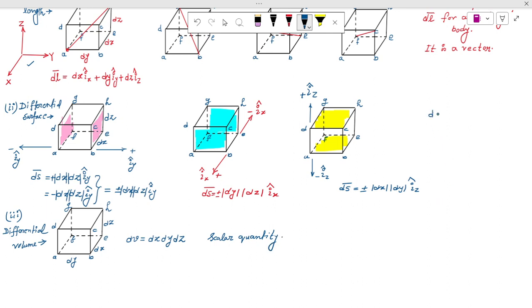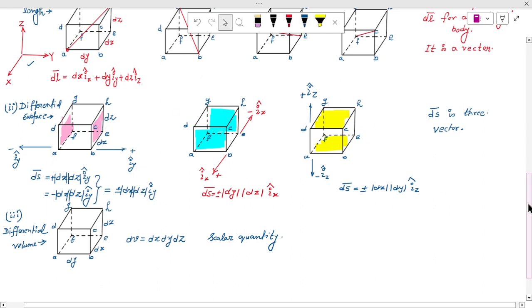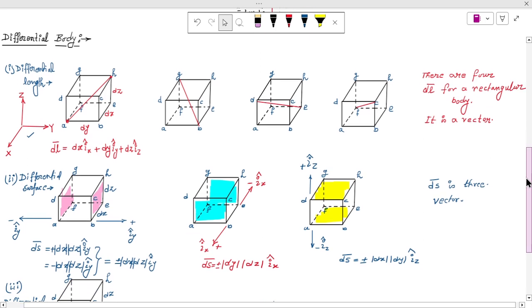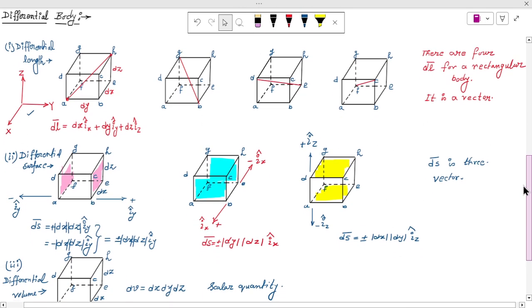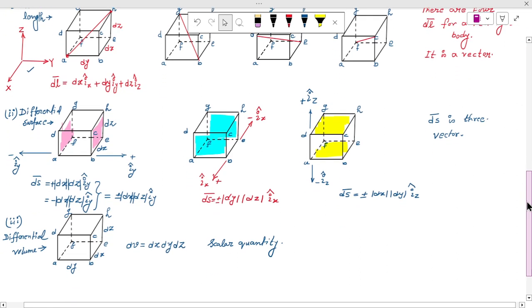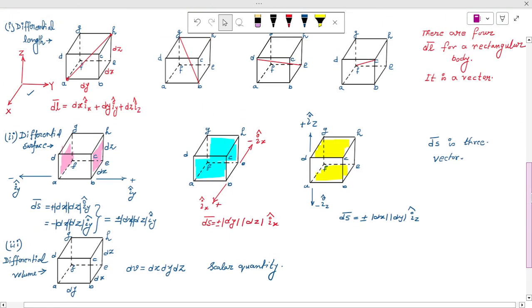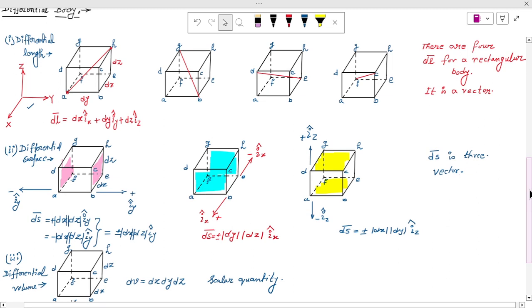Differential surface, I have missed, ds is number 2, it is a vector. So these things you have to remember. To summarize what I have completed here: this is the differential body. Initially we considered differential length, then differential surface and differential volume, and we have to remember the formulas. So this is for today's lecture.